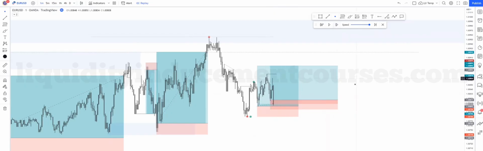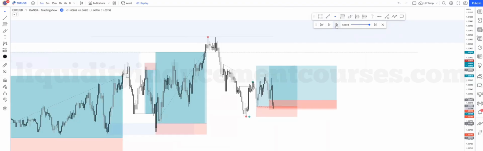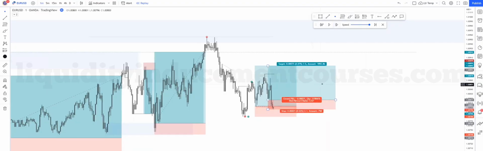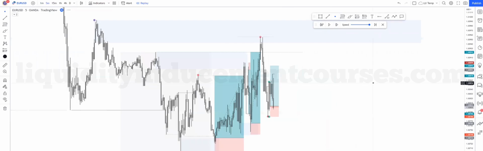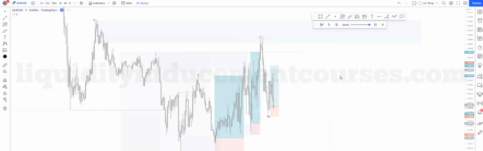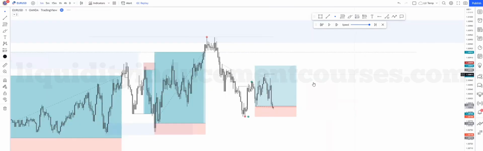Okay, so price pushed all the way back down again. Took me out. So this long that I took, it took me out. Price came down one more time. Let's go into the 5 minute now. So this was a break even and a loss. So we took a break even and we took a loss overall.